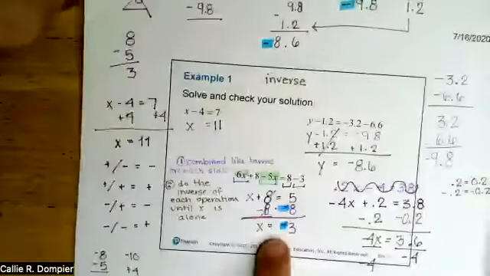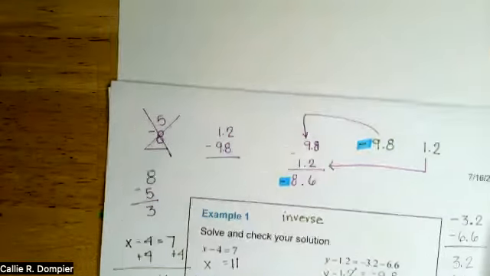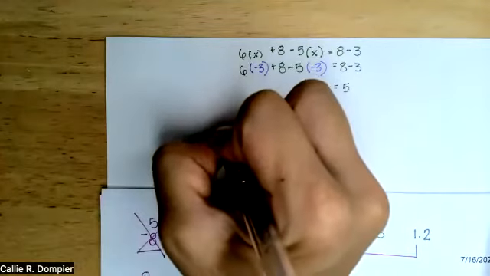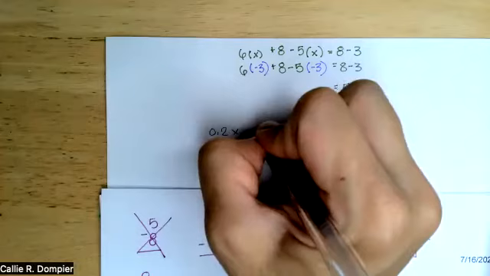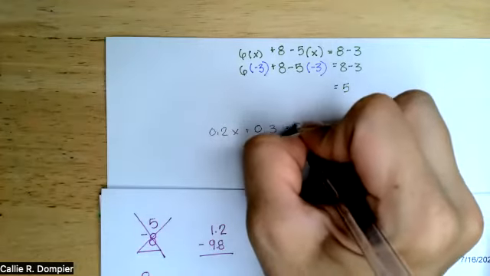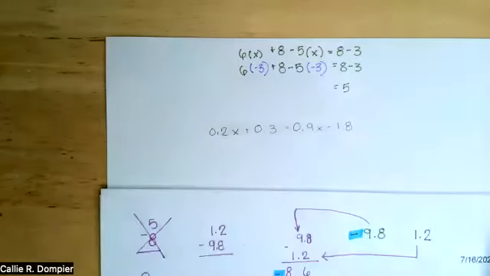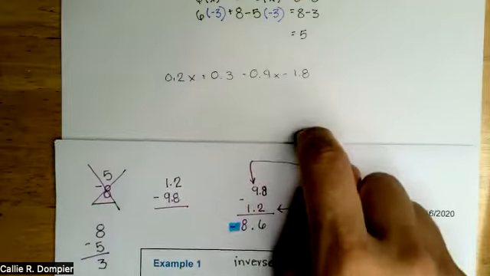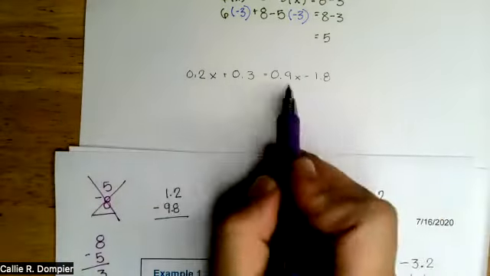All right, I told you I'd do one of these and then I would do a decimal example of that. My decimal example will be 0.2 again. So 0.2x, this is the one I originally wanted to do, plus 0.3 equals 0.9x minus 1.8. Okay? So if they are decimals, I want to combine like terms on each side. There are no like terms on each side, right?